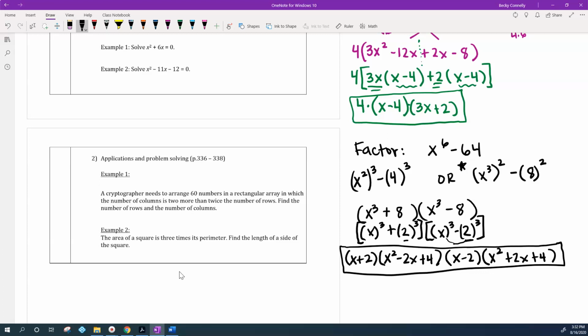Okay, and whether you started it that first way that I wrote down or this second way, you will end up with the same answer, just a different way to get there.